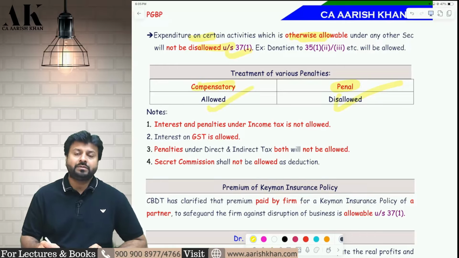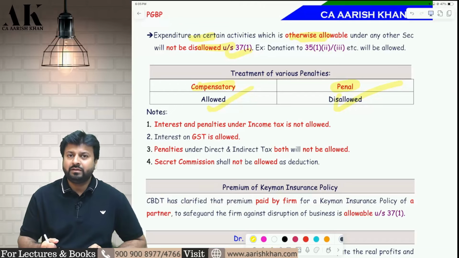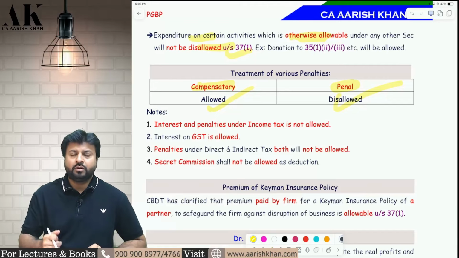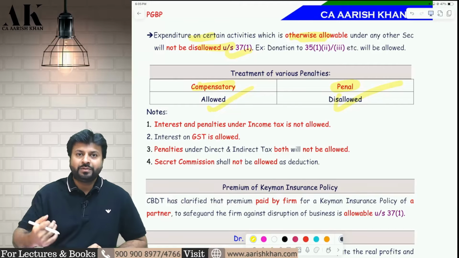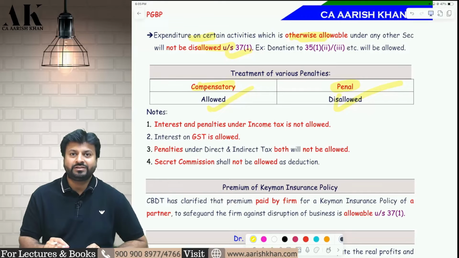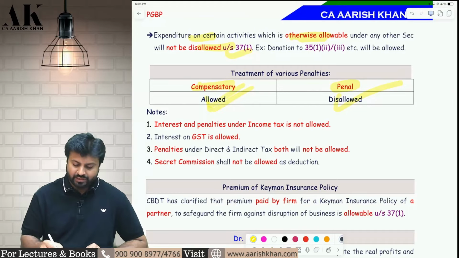What do I mean by compensatory penalty? Suppose we are entering into a contract and I made some delay in fulfilling my commitment, so I am paying you some compensation. That is in the nature of penalty. I did not supply the raw material on time to you, so I am paying you some compensation. I did not complete your batch on time, so I'm making some payment as a compensation. Just for the sake of joking, I'm not saying it is reality, I'm not saying I'm not paying any compensation to you. But in case I pay you, then that will be compensatory in nature. That is allowed under income tax law.